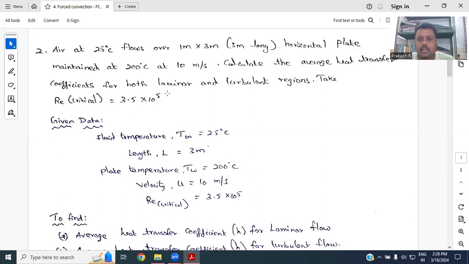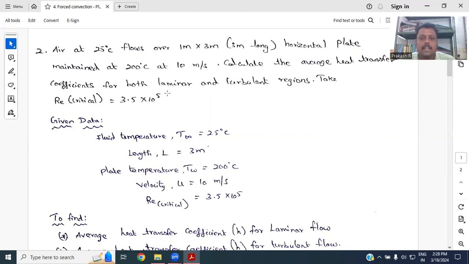So we are solving a problem on a horizontal plate with dimensions of 1 meter and 3 meter. In that, the 3 meter is the long side. They have given us 3 meter as the length. Therefore, in the given data, we take length as 3 meter, and they gave the temperature value as 25 degrees Celsius. That is the fluid temperature, denoted by T infinity, 25 degrees Celsius.